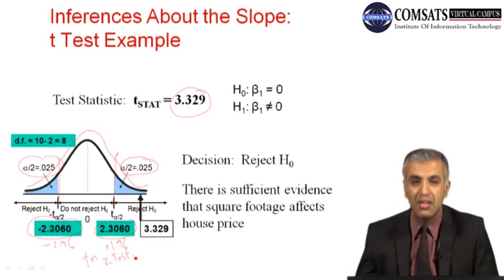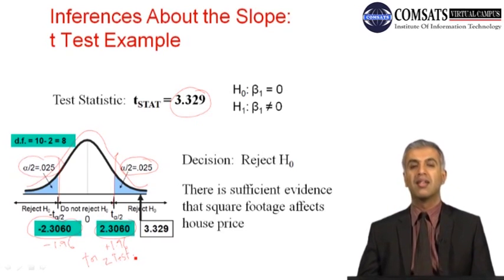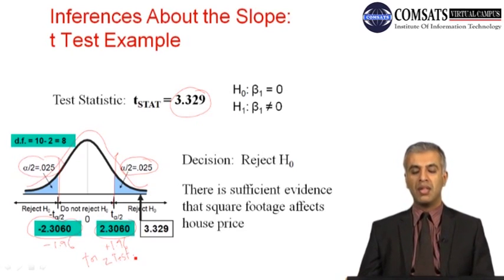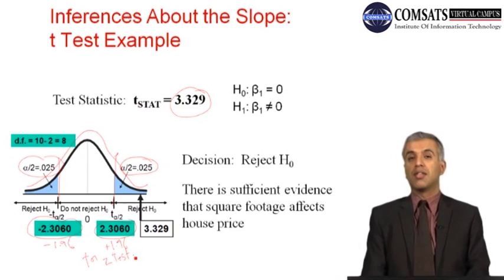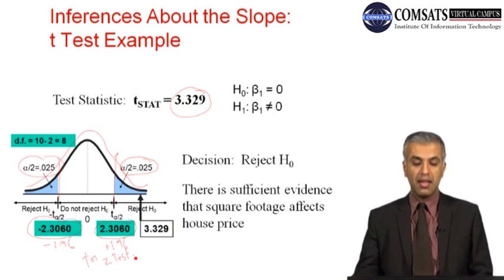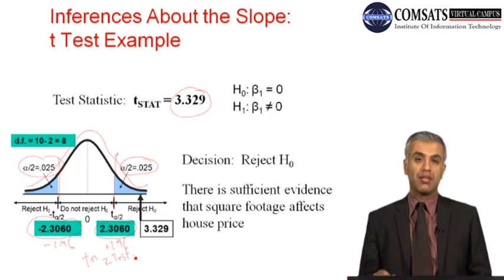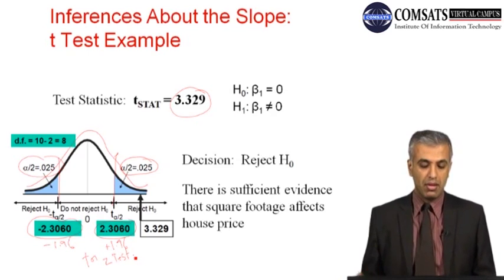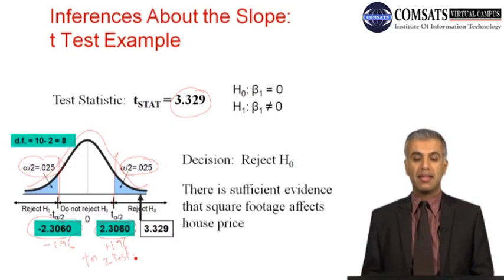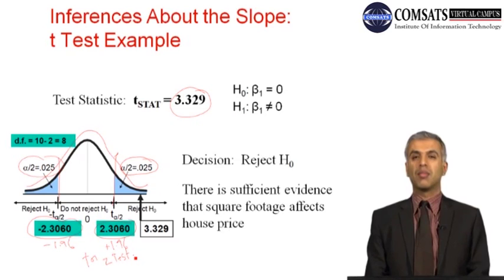So based on that, we can conclude that there is sufficient evidence that there is a relationship between square footage and house price, and square footage does affect house price. We have discussed this sufficient evidence before, and you can clearly see that the criteria was that the value should either fall in the rejection region or the non-rejection region, and based on that we came to the conclusion.